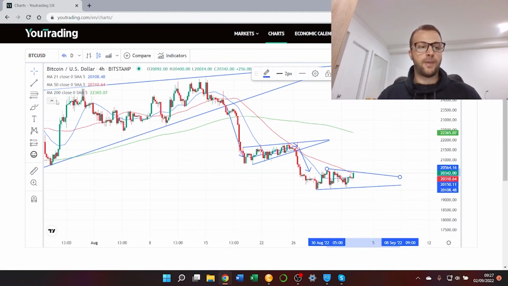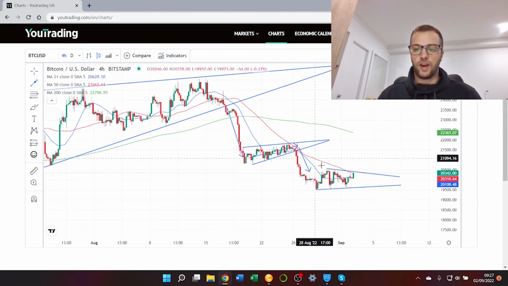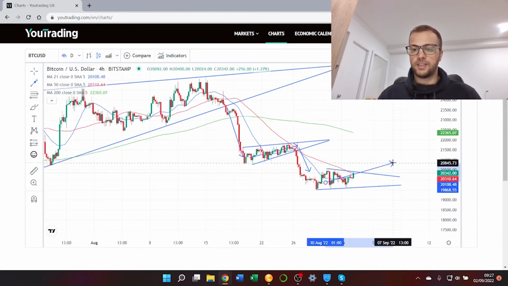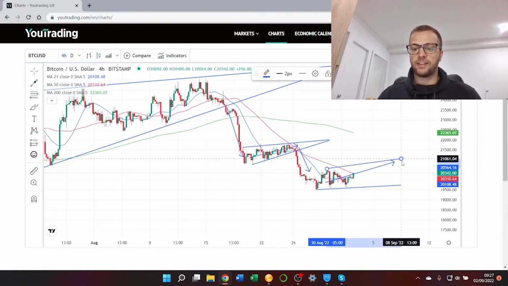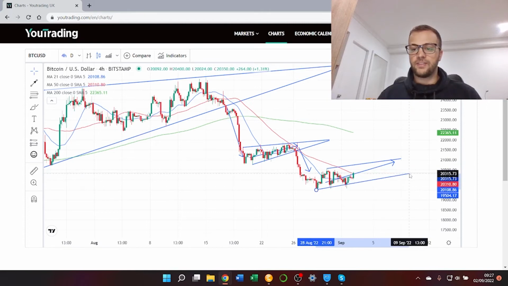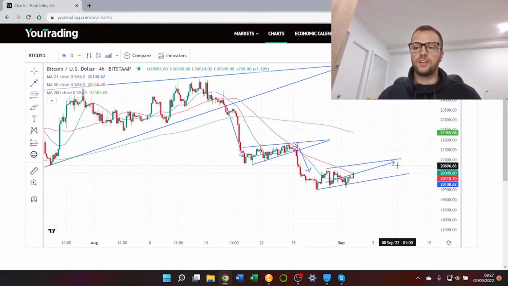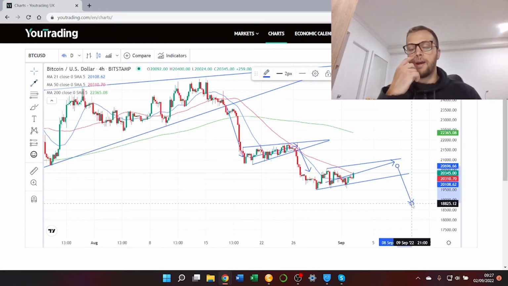But if Bitcoin does continue to gradually push higher, perhaps up to here, then we could potentially be looking at a bearish flag that looks a little bit more like this, perhaps. And that could predict another move lower. Bear in mind, with technical analysis, guys, you've always got to marry it with the fundamental outlook.